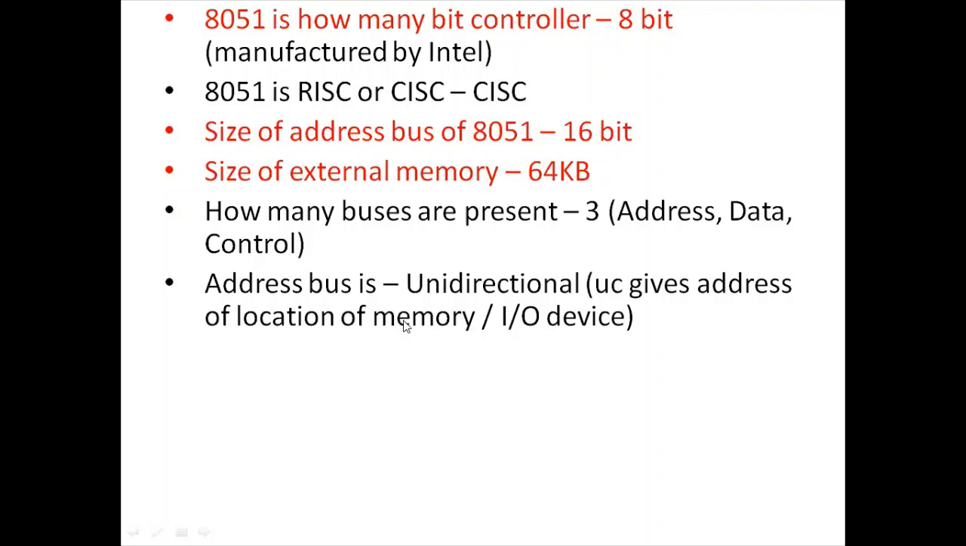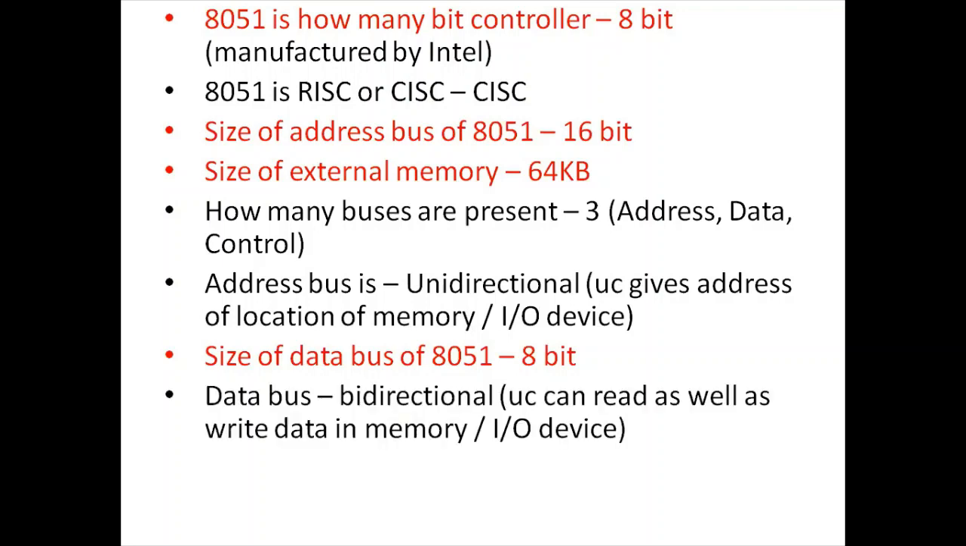the location of the memory or IO device which it wants to access. It is never that memory is giving address or IO device is giving address, and hence address bus is always unidirectional. Next, size of data bus is 8-bit. See, 8051 is 8-bit, data bus is 8-bit, and most registers, important register, that is accumulator, that is also 8-bit.